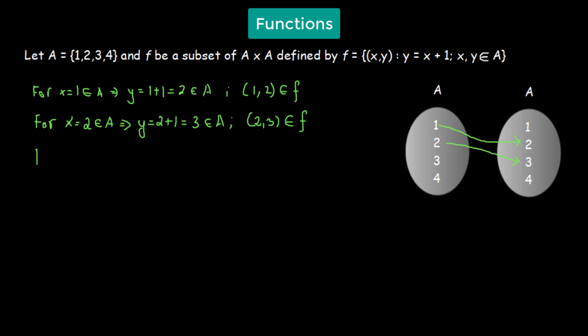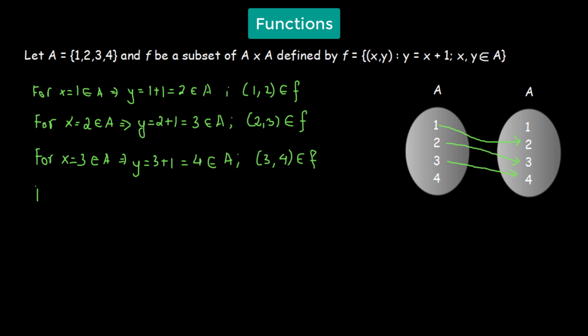Now we go for the third element. For x equals 3 belonging to set A, the corresponding y value is equal to 3 plus 1, which is equal to 4, and this belongs to our set A. So the ordered pair (3, 4) is going to belong to our set F. So 3 is uniquely mapped to the element 4.